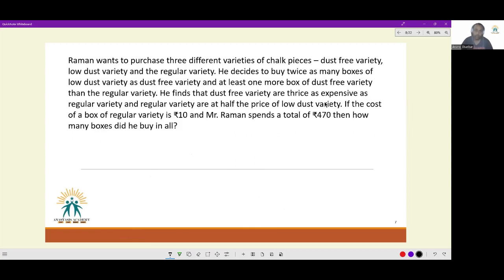Next, Raman wants to purchase 3 different varieties of chalk pieces. Dust-free variety, low dust variety, and regular variety. He decides to buy twice as many boxes of low dust variety as the dust-free variety, and at least one more box of dust-free variety than the regular variety.